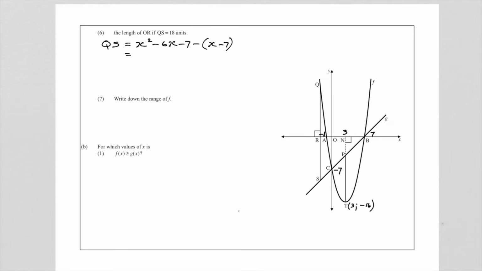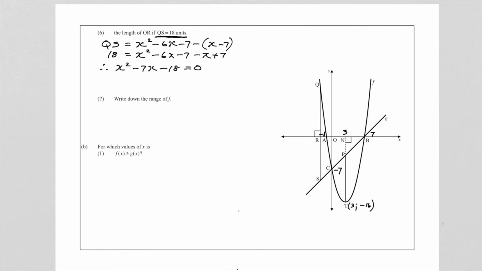And we can now simplify this, but we also know that QS is 18. So we can substitute QS with 18, and then just simplify the right-hand side, which is x squared minus 6x minus 7 minus x plus 7. And you will agree we will get x squared minus 6x minus x is minus 7x. This minus 7 plus 7 subtract to 0. The 18, if we take it across, will become minus 18 equal to 0. So there we have a trinomial now that represents the length of this line QS.